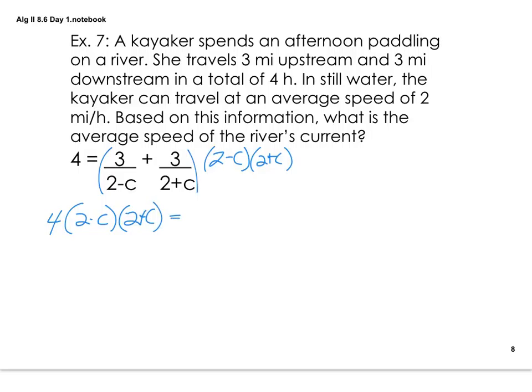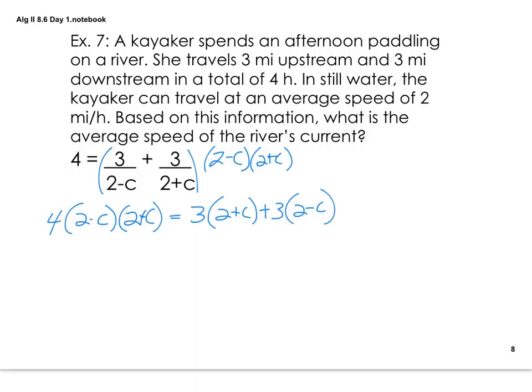All right, and then the left-hand side of my problem is going to look quite interesting. My 2 minus c is going to cancel out, so I'll have 3 times 2 plus c, and then I'll have 3 times 2 minus c. Sorry about my voice. I'm not really sure why it's going away. You guys can deal with it.